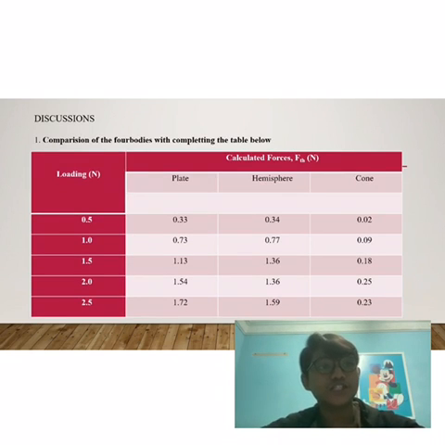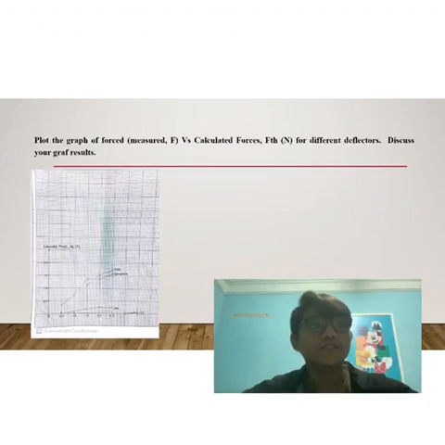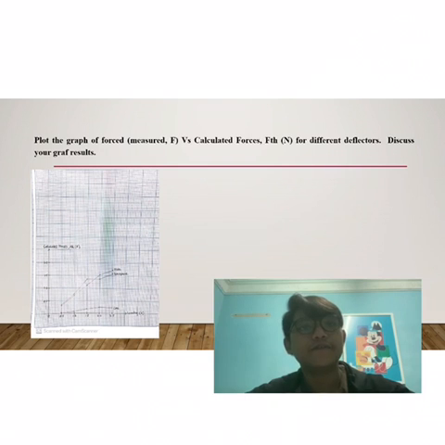So for the discussion, we have to compare the four bodies. For sample 1, the loading given is 0.5 Newton, and the calculated force for the flat plate is 0.33, while for the hemisphere it is 0.34, and for the cone it is 0.02. So this is the graph of measured force versus calculated force for different deflectors. This is the graph that I have been doing.